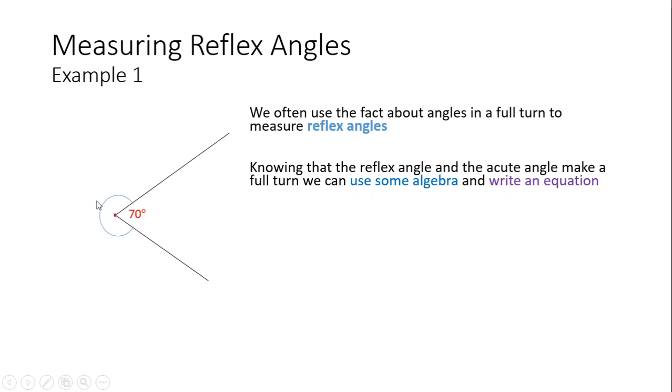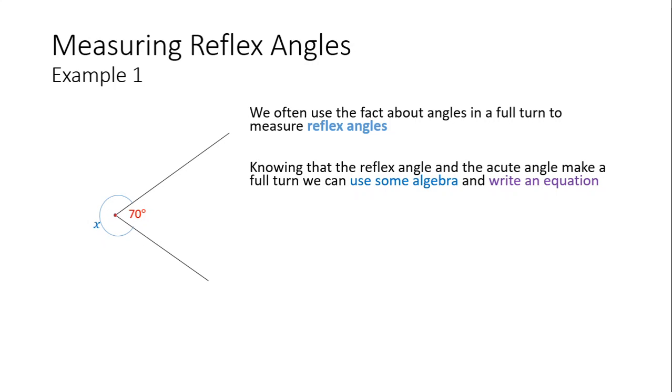Knowing that the reflex angle and that 70-degree angle, that acute angle, will make a full turn, I can use some algebra, write an equation, and solve it to find out what my reflex angle is. Then I don't have to mess around with turning my protractor around and trying to measure that.